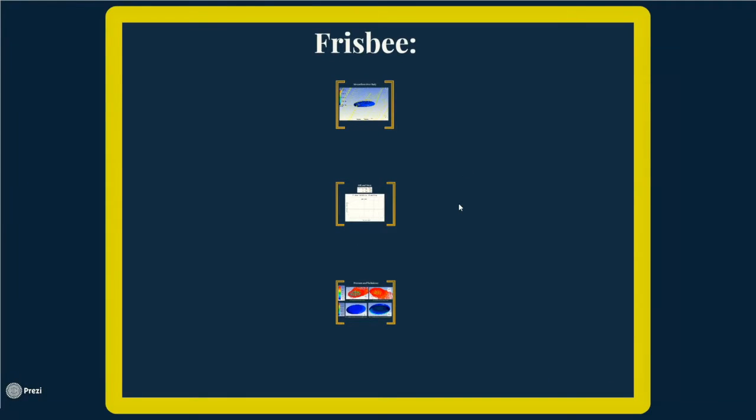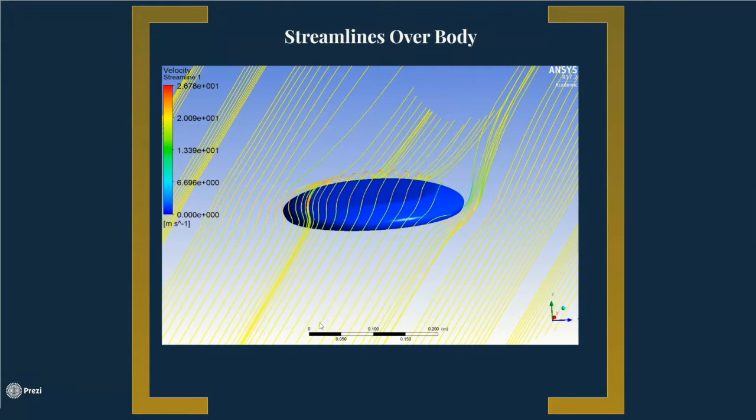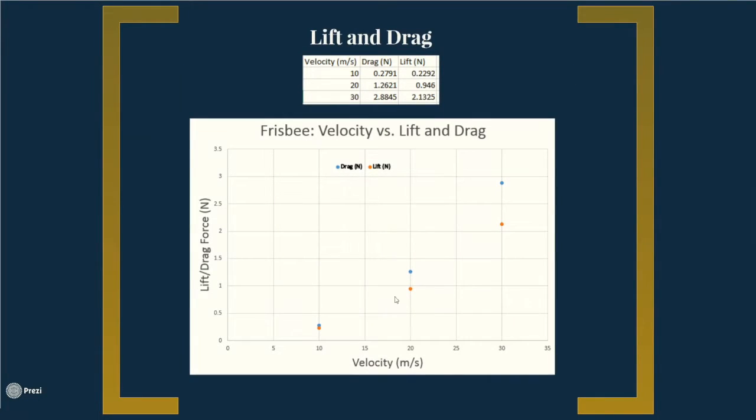First, we have the results that are obtained for the Frisbee. Here, we can see the streamlines moving over the body in a very smooth fashion. Next, we have velocity versus lift and drag. It can be seen from this graph that the values of drag are actually greater than the values of lift at each of the velocities.